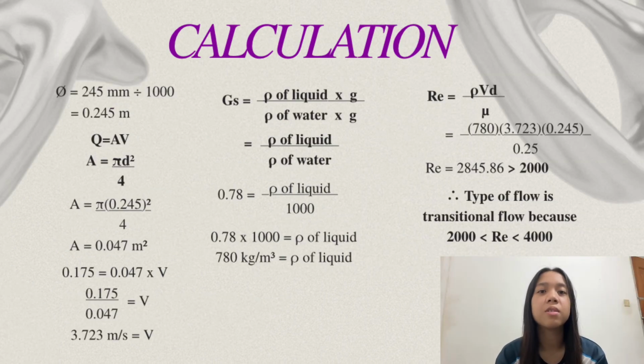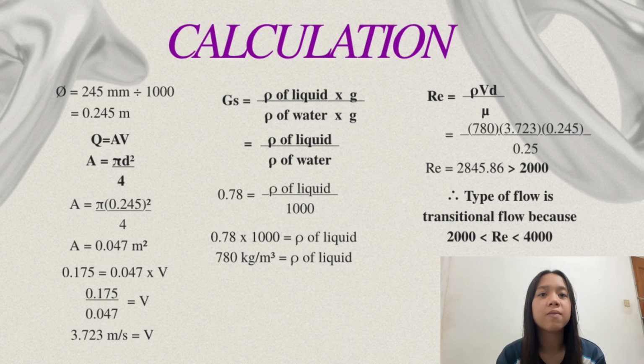For the calculation, the first step is to make sure all the SI units are correct. For our question, only the diameter is in millimeter, which is not the correct SI unit for length. So we convert it to meter by dividing 245 millimeter by 1000, since 1 meter equals 1000 millimeter, and finally get 0.245 meter. After all unit conversion has been done, we can proceed to the next step.